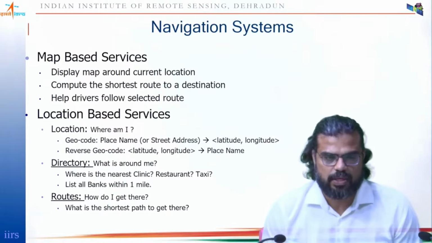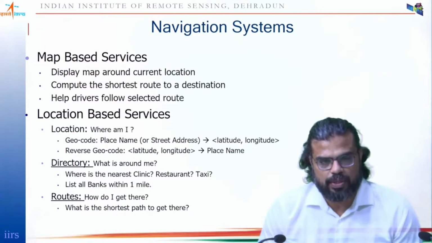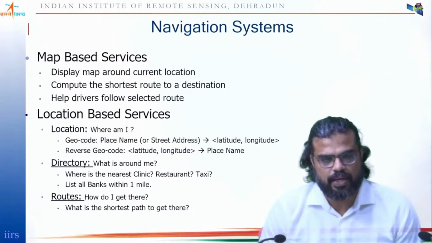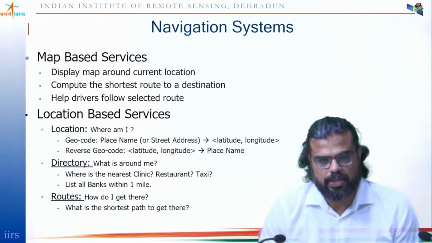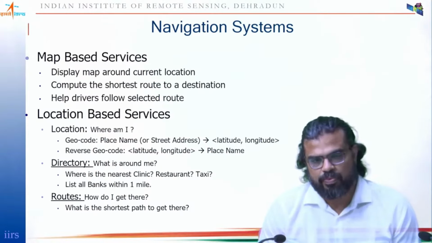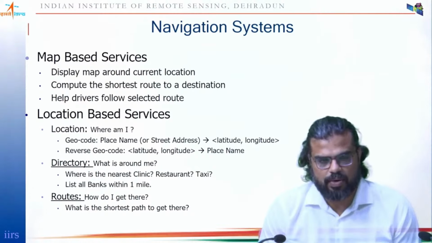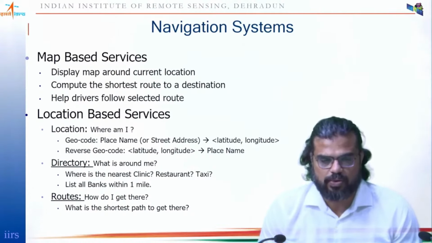And of course, the location based services can also include the routes, which is basically finding out the shortest path to some destination based on your current location. For example, you may be interested in which is the nearest hotel from the current location. So such kind of queries can also be carried out.